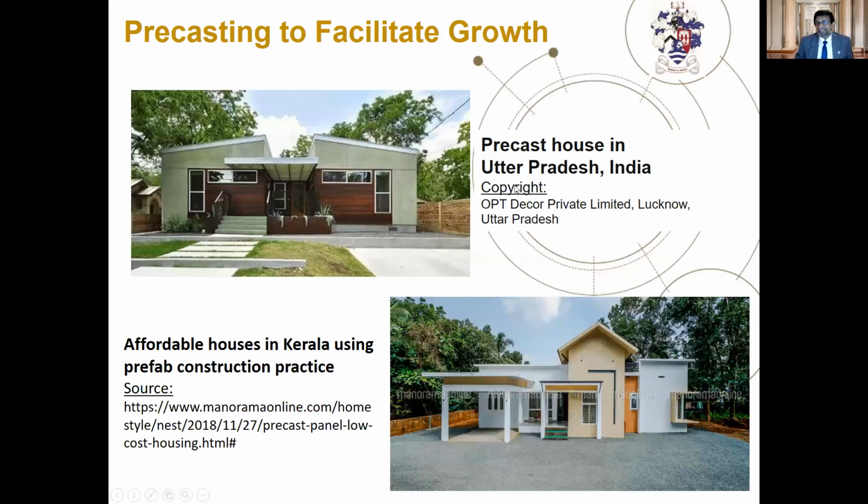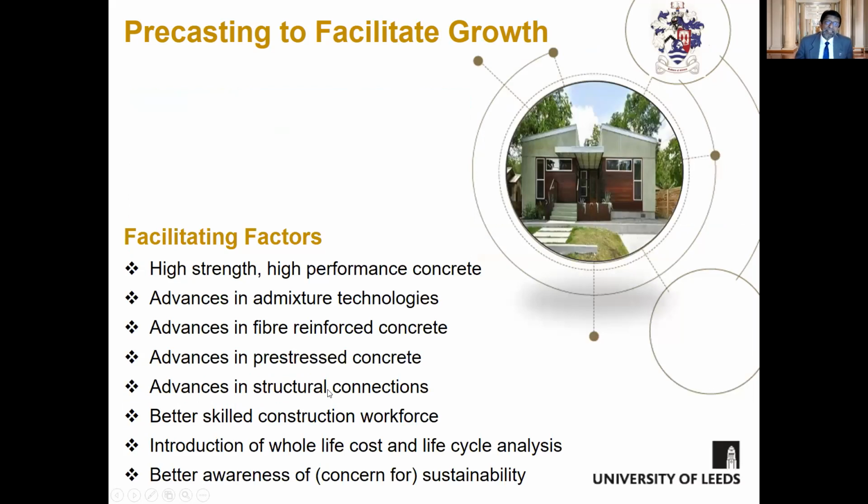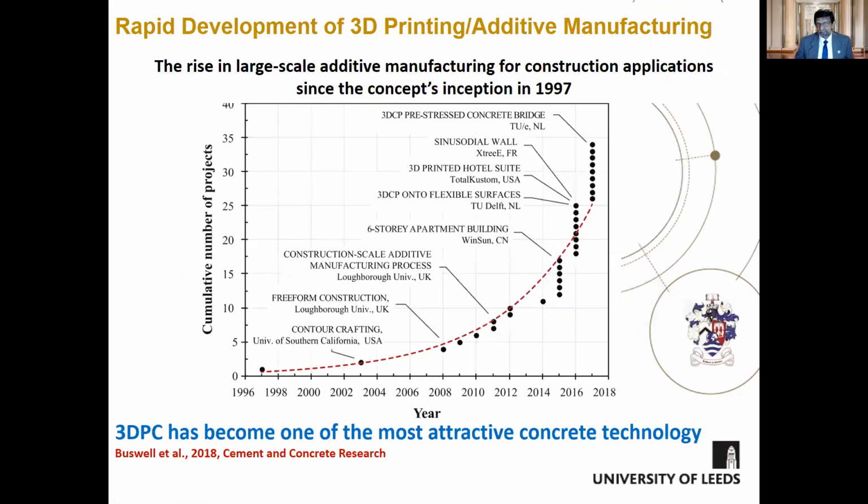You can see two examples: a precast house in Uttar Pradesh in India, as well as affordable houses in Kerala using prefab construction practice. So what are the facilitating factors for prefabs? High strength and high performance concrete, advances in admixture technologies, advances in fiber reinforced concrete, advances in pre-stressed concrete, advances in structural connections, better skilled construction workforce, introduction of whole life cost and life cycle analysis, and better awareness of or concern for sustainability. All these are facilitating the use of precast constructions.